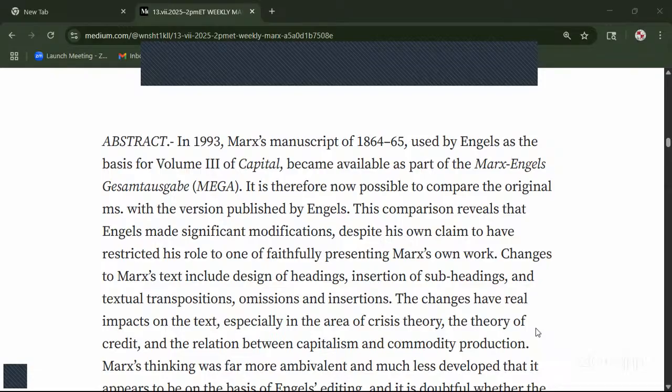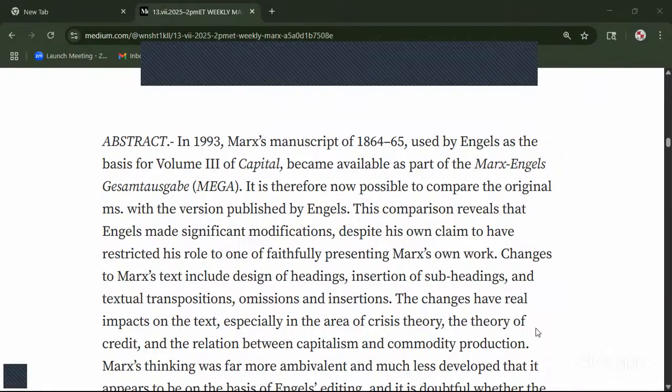This comparison reveals that Engels made significant modifications despite his own claim to have restricted his role to one of faithfully presenting Marx's own work. Changes to Marx's text include design of headings, insertion of subheadings, and textual transpositions, omissions, and insertions. The changes have real impacts on the text, especially in the area of prices theory, the theory of credit, and the relationship between capitalism and commodity production.